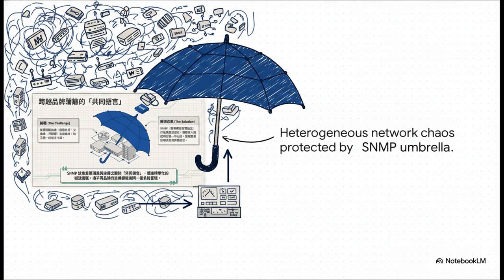Picture any modern enterprise environment. You're dealing with a massive, chaotic, heterogeneous network. You've got routers, switches, servers, and they are all from completely different brands. Cisco, Juniper, HP, you name it. Out of the box, these devices are essentially isolated. They each speak their own proprietary language. Trying to manage them individually? Yeah, that's an absolute nightmare. But then, SNMP arrives. It acts like this massive unifying umbrella, giving administrators a single central point to view the status and tweak settings across the entire board.